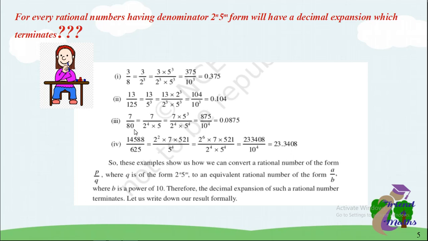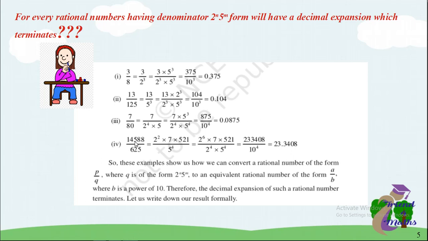Next is 7 by 80. The prime factorization of 80 is 2 raised to 4 into 5. Then, in order to get a power of 10 in the denominator, we have to multiply the denominator by 5 cube, and we multiply the same in the numerator, and we get 875 divided by 10 raised to 4, and that is equal to 0.0875, which is the decimal expansion of this rational number, which terminates.